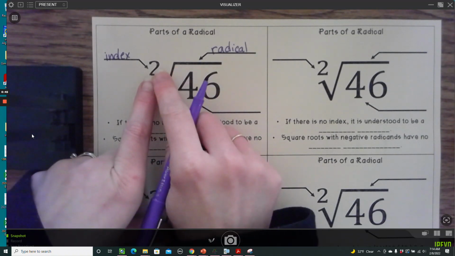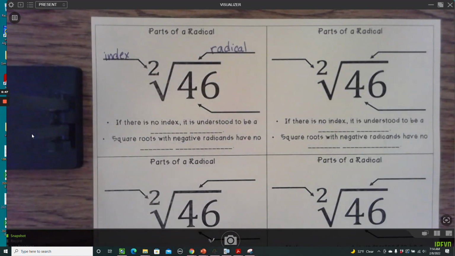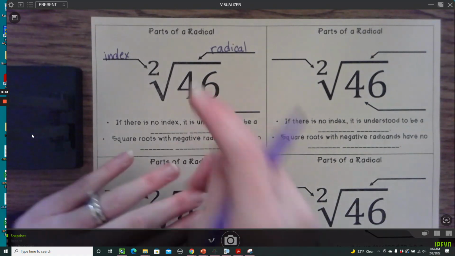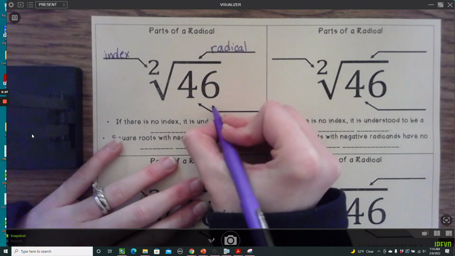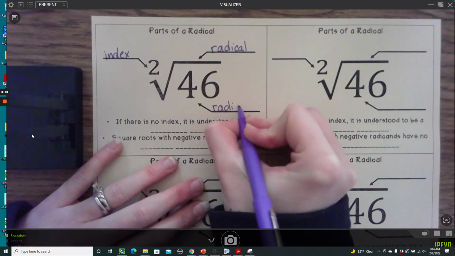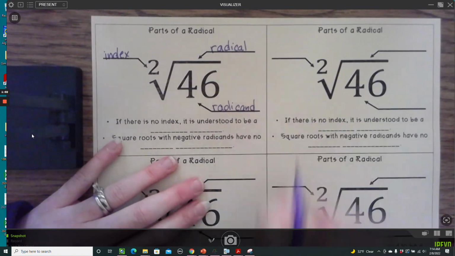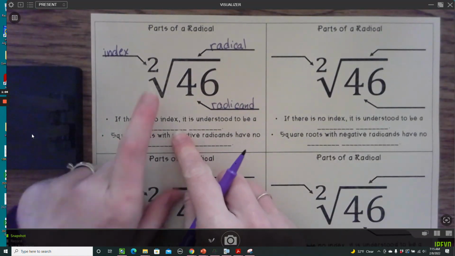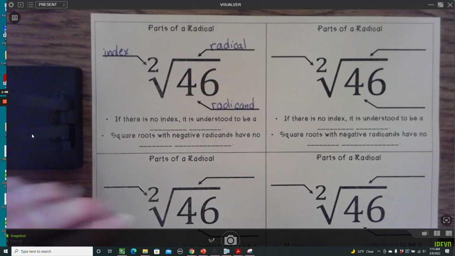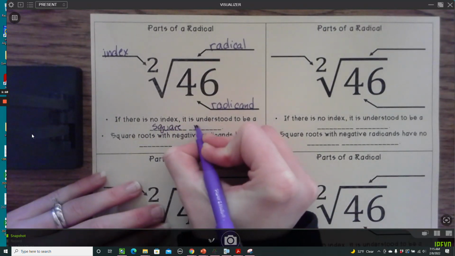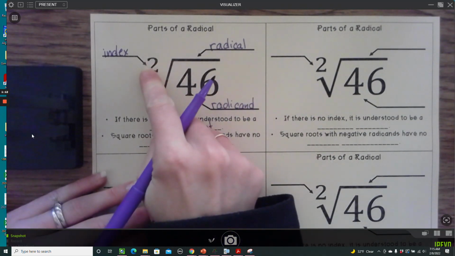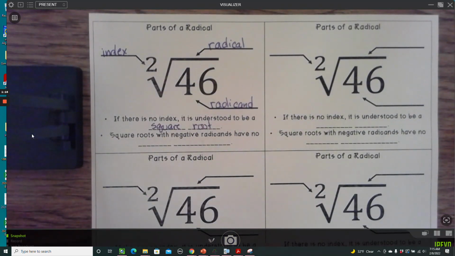Okay. If this was a 3, that would be what we call a cube root. That would be what number times itself 3 times would give us 46. And then the number underneath the radical is called a radicand. Okay? So if there's no index, if they don't put a number here, it's understood to be a square root, to be a number 2. If they don't put this index number here, you just treat it like a regular square root.